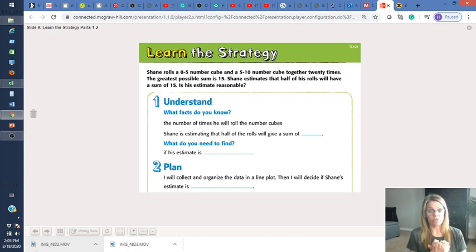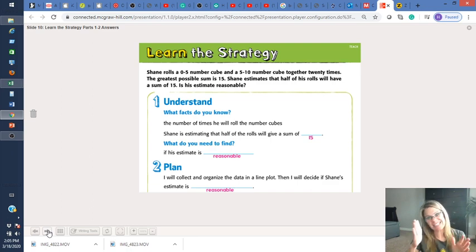Understand first, what facts do you know? The number of times he'll roll the cubes, and Shane is estimating that half of his rolls will have a sum of 15. So you're going to fill that in right there. And rather than me writing these things in there, I'm going to just go to this because it's better handwriting than mine. What do you need to find? You need to find if his estimate is reasonable. So that's what you would write right there. Is his estimate reasonable? Then you're going to plan. You're going to collect and organize the data in a line plot because then it's kind of easy just to see how it turned out. And you're going to decide if his estimate was reasonable.